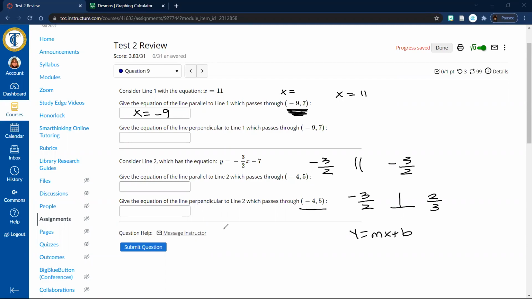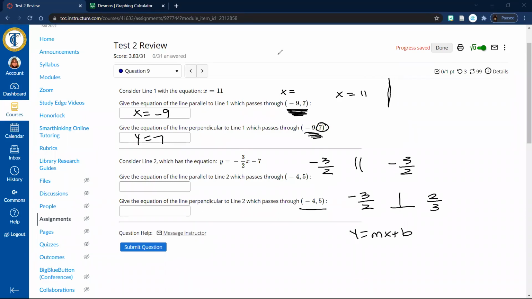I don't think that one. If it has to pass through this point and it's perpendicular, 7. Y equals 7. Yes, y equals 7. And the reason why, this is our y value. This is a vertical line.